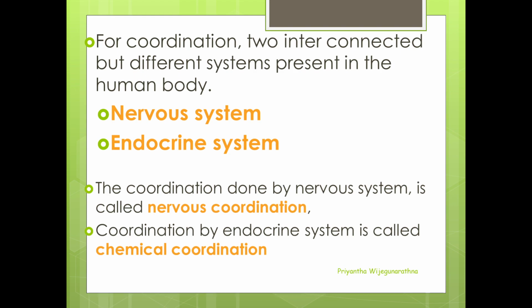The nervous coordination or the electrical coordination occurs with the help of the nervous system in your body. Chemical coordination occurs with the involvement of the endocrine system in your body. That means you have to learn two systems helpful for the coordination in the human body: nervous system and endocrine system. In the first part of the lesson you are learning nervous coordination in man, and in the second part you are learning the chemical coordination, the coordination done by the endocrine system.